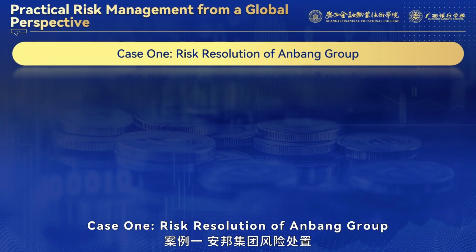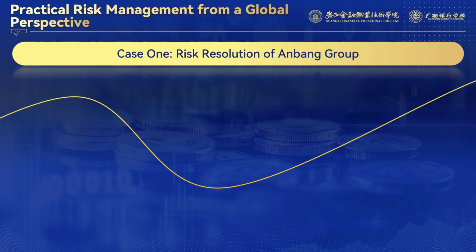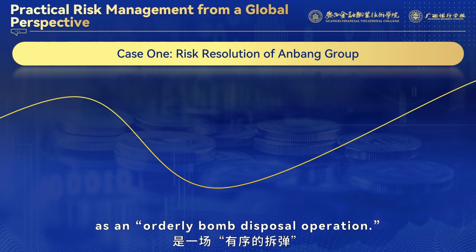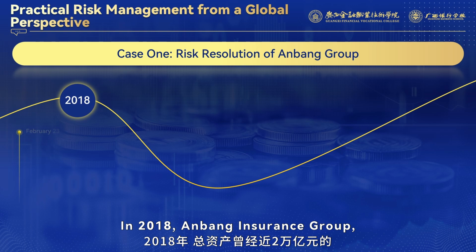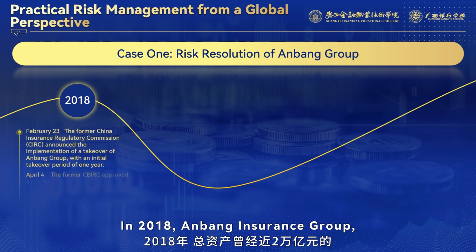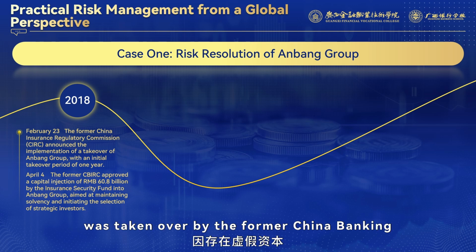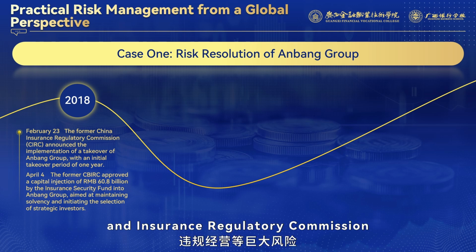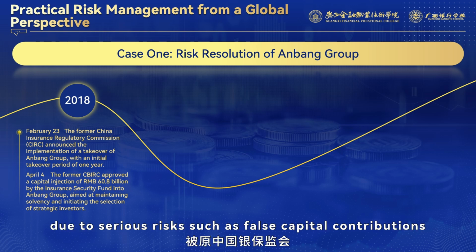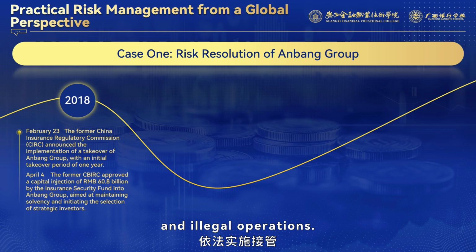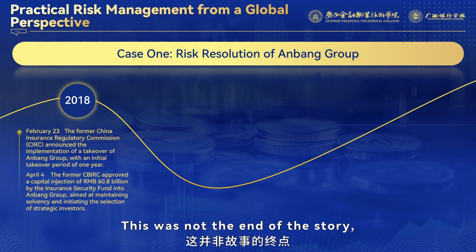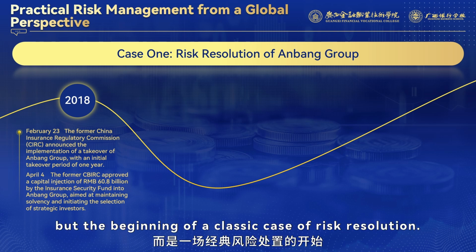Case 1. Risk resolution of Anbang Group. This can be described as an orderly bond disposal operation. In 2018, Anbang Insurance Group, once holding nearly 2 trillion renminbi in total assets, was taken over by the former China Banking and Insurance Regulatory Commission due to serious risks such as false capital contributions and illegal operations. This was not the end of the story, but the beginning of a classic case of risk resolution.